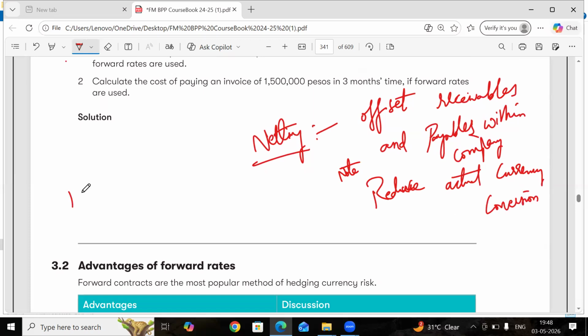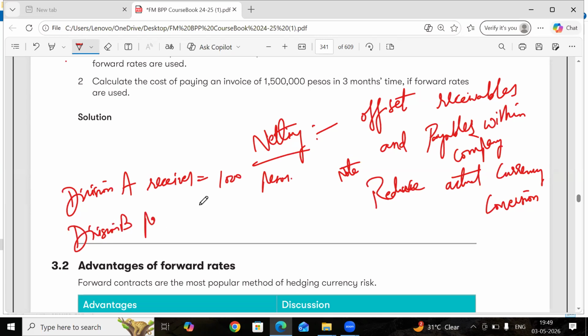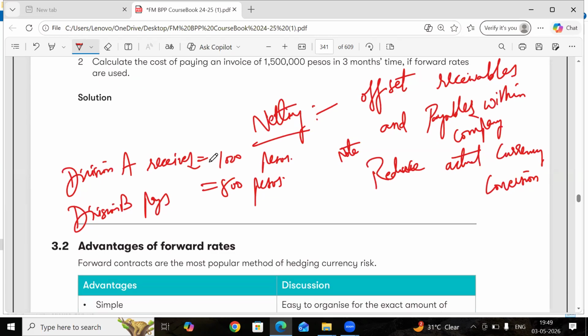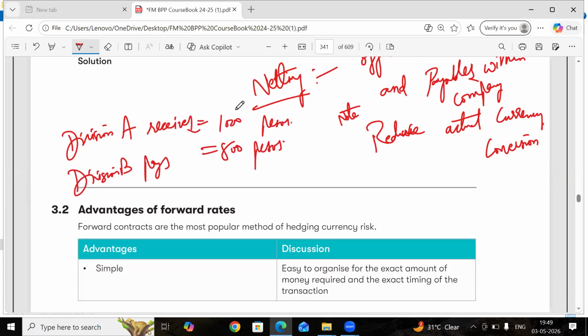Let's say division A receives 1,000 pesos. Division B pays 800 pesos. That means you have two divisions, one receives and one pays. You don't need to convert this and this again and again. Instead of that, you net it.